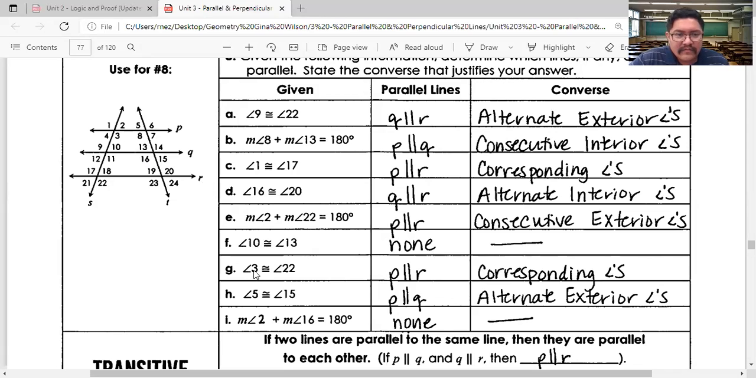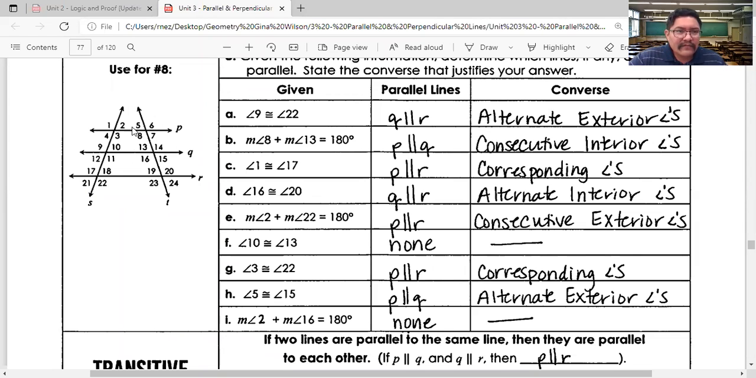All right, so let's go ahead and move on to part G. So angle 3 and angle 22 are the same. So angle 3 here, and then angle 22 here. So it says they are congruent. So that means that they are proving P and R are parallel. They're also corresponding angles. They're also both lower right of their intersections. So that one's probably one of the easier ones to know, the corresponding angles.